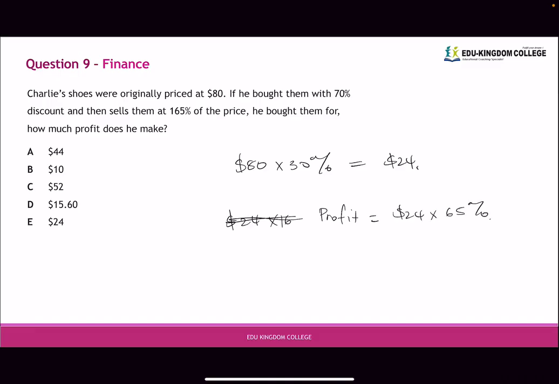Okay, if we find 1/10 of 24, it's $2.40. Times it by 6, it's $14.40. So I'm just splitting this up a little bit if you're getting confused. So I'm doing 60% and then 5%. So 60% was $14.40. 5% is just half of $2.40, which is $1.20. Okay, that should give you $15.60, which is D.